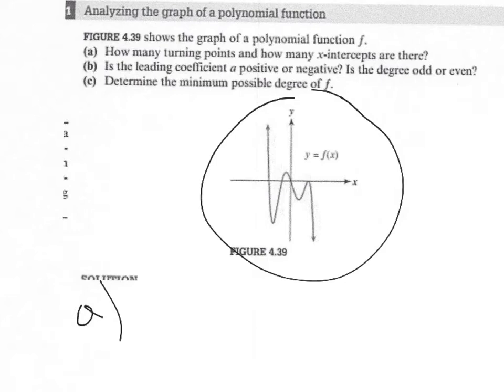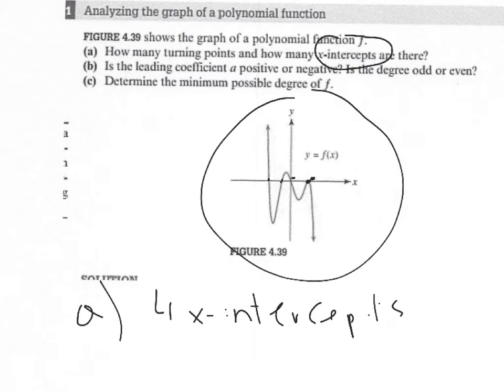Let's start with x-intercepts. What are x-intercepts? X-intercepts are the points where the graph crosses or touches the x-axis. So one of them is over here, another one is over here, another one is over here, it's kind of hard to see, and another one is over here. If you count, it's 1, 2, 3, 4. So there are 4 x-intercepts. How many x-intercepts? 4. How many turning points?